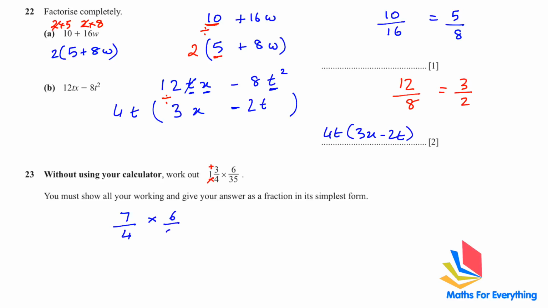Multiply by 6 over 35. Multiply with the top numbers. 7 multiplied by 6 is 42. And 4 multiplied by 35 is 140. This you can put in the calculator and you will get 3 over 10. So that's how you solve this question.